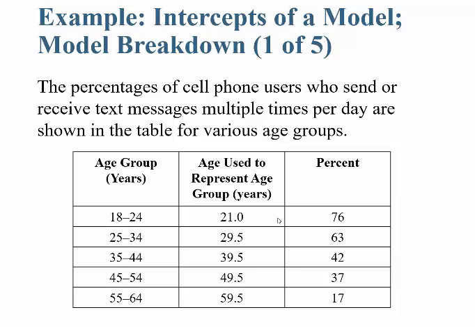All right, so this is the percentage of people in that age group who send and receive text messages multiple times per day. So you can see 18 to 24, 76% receive multiple text messages per day, and then it steadily falls. So I'm in this age group right here. All right, so 42% of people who are in my age group, 35 to 44, receive multiple text messages per day.